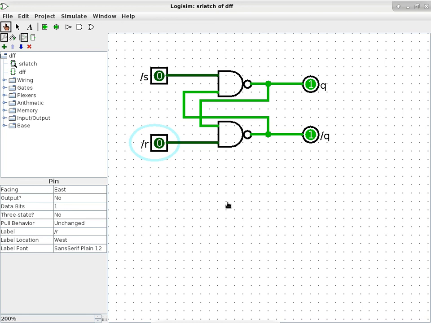So there's a feedback mechanism, right? When you look at the output of the top gate, it goes back to one of the inputs of the bottom gate, and vice versa. The output of the bottom gate goes back to one of the inputs of the top gate. And these are NAND 2 gates, in case you haven't noticed, because when you look at the symbol, it looks like an AND gate, which it is, but there's also a little bubble at the output, which means the output is negated.